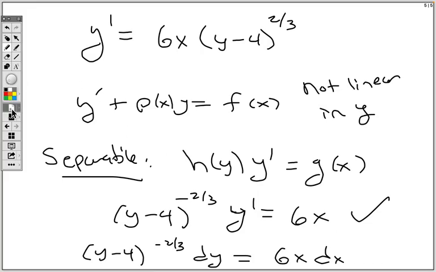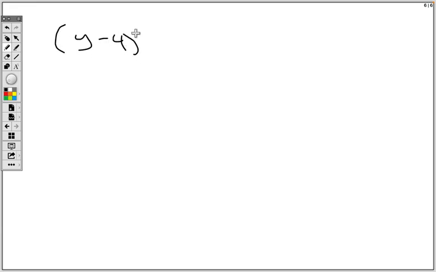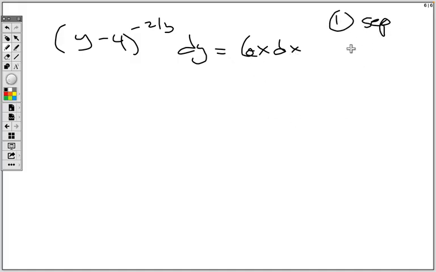Now go to the next slide here. And for separable equations, step 1 is to separate the variables, and then step 2 is to what? You separate, then you integrate.